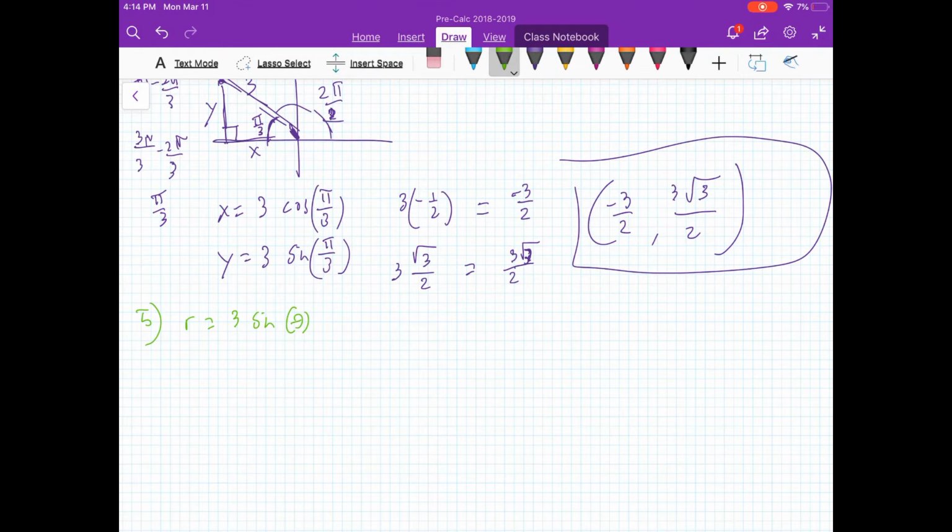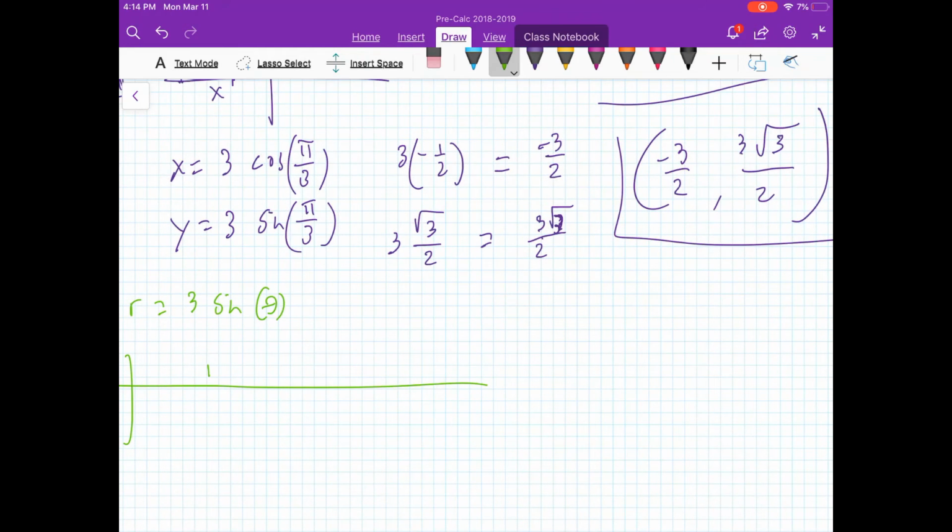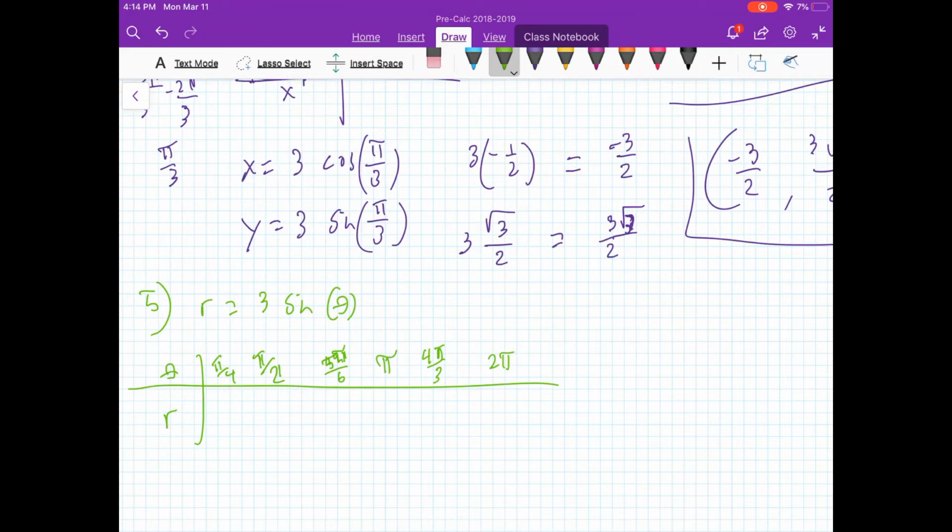So we were given this table. Let's just go ahead and draw it out. We have theta and r. Theta is pi over 4, pi over 2, 5 pi over 6, 4 pi over 3, and 2 pi. Great. And we're trying to find what the radius is. We know the radius is 3 times the sine of theta. We'll just go ahead and plug them in and figure out what we get.